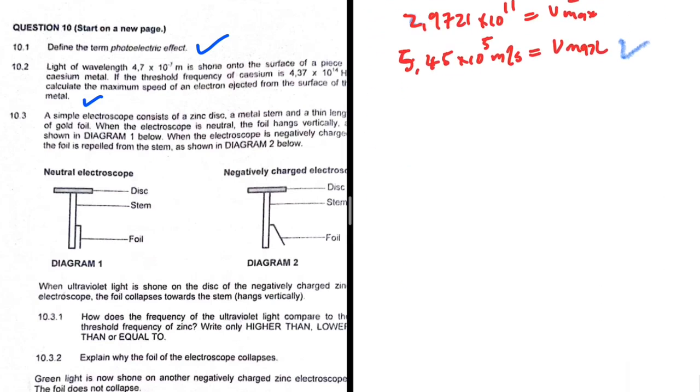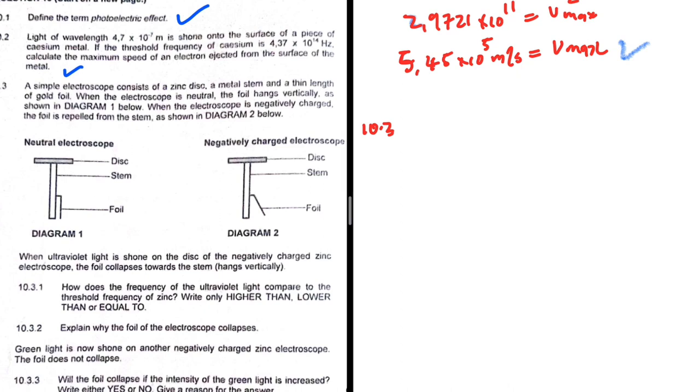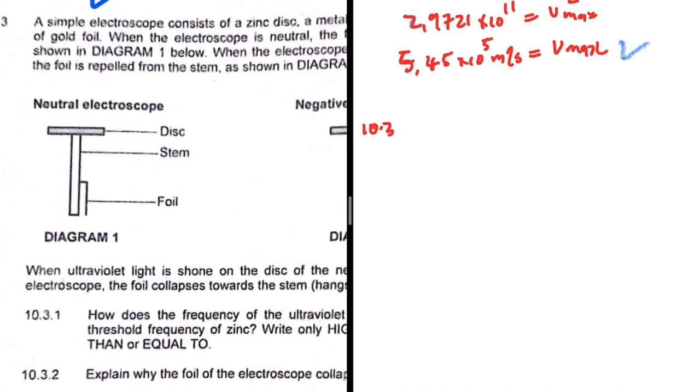Okay, let's take a look at 10.3. A simple electroscope consists of a zinc disc, a metal stem, and a thin length of gold foil. When the electroscope is neutral, the foil hangs vertically as shown in diagram 1. As we can clearly see here, it's hanging straight downwards.